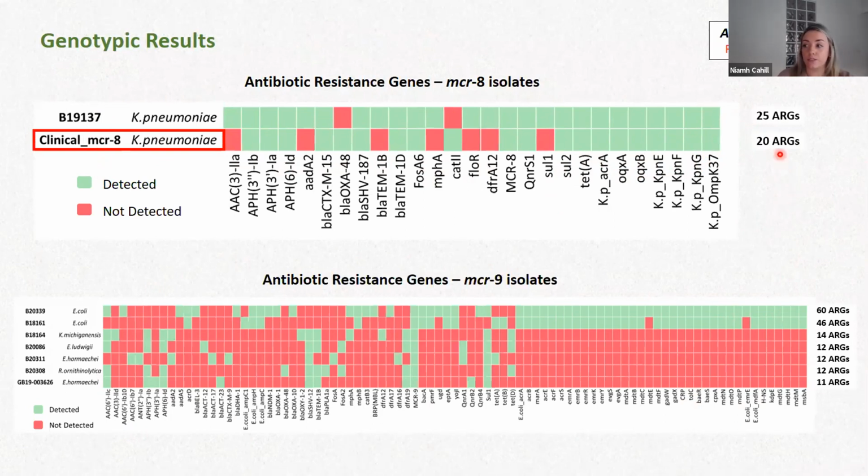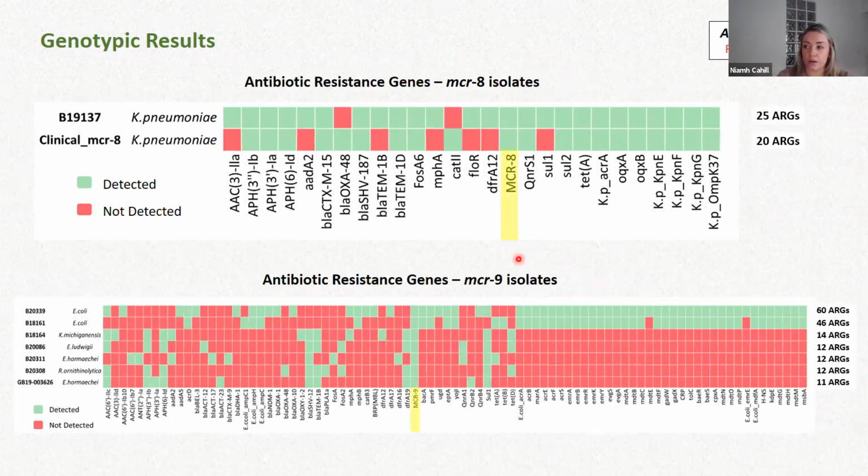In the clinical isolate, you can see that there were 20 antimicrobial resistance genes detected overall. And in the MCR8 positive environmental isolate, you can see that there were 25 genes detected overall. In relation to our MCR9 isolates, the number ranged from 11 to 60.